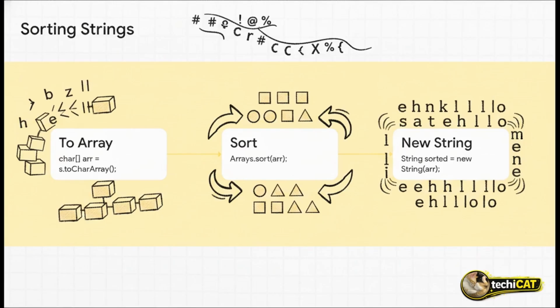Step 1, you extract the characters into an array. Step 2, you use Java's built-in Arrays.sort method on that character array. And step 3, you pass that newly sorted array back into the constructor to create your new string. It's a fundamental pattern you absolutely need to have memorized.